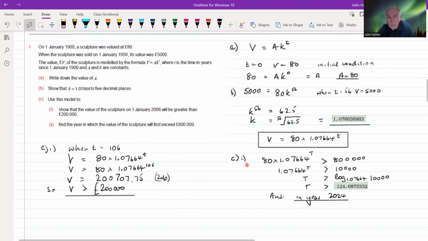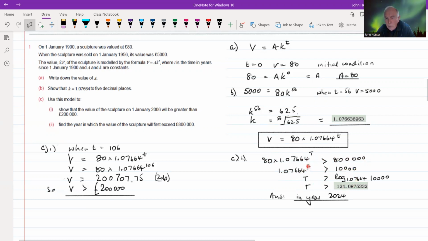That's part 1, and then C part 2. Now this is quite typical. Find the year in which the value of the sculpture will first exceed 800,000. So we have to put that into an equation. So this is the function of T that gives you the value, and that's got to be greater than 800,000. Divide through by 80, and we're going to get 1.07664 to the power of T is greater than 10,000.